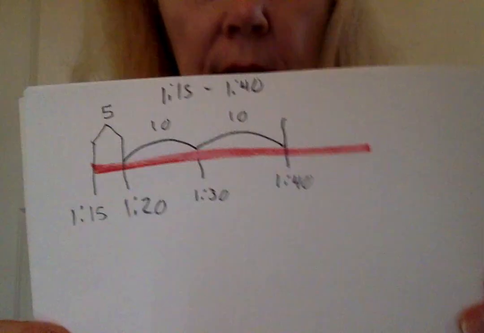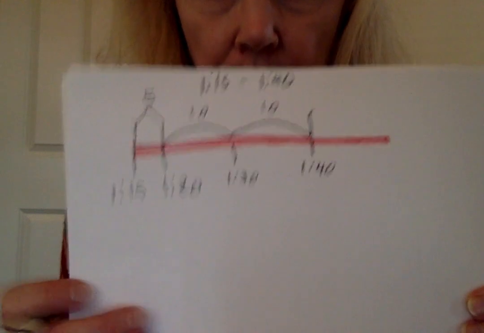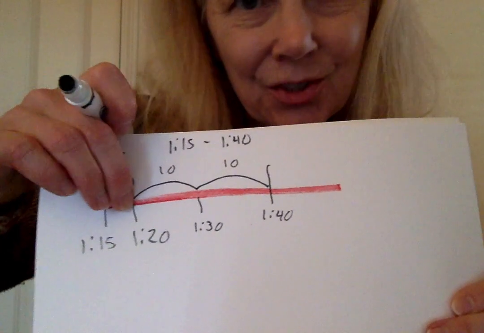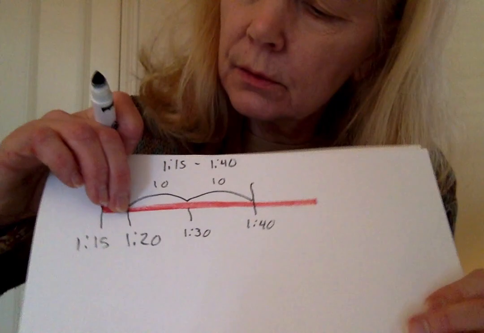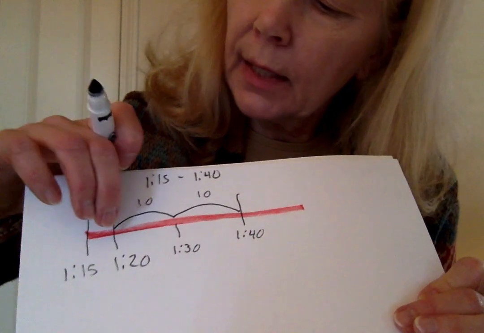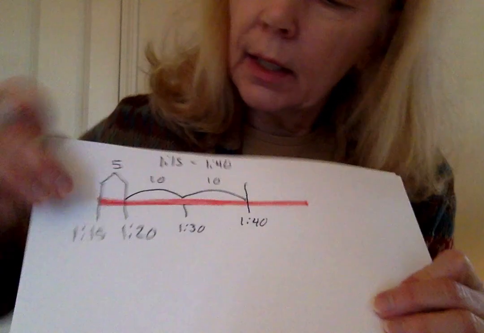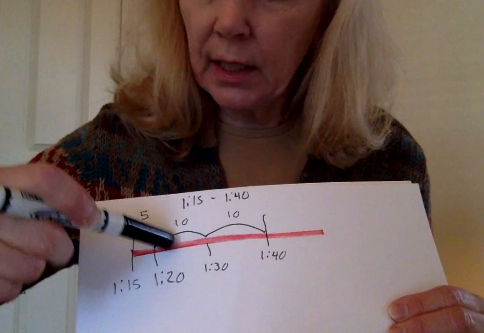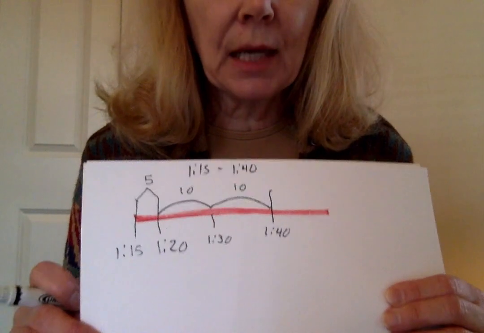So did you end up with something that looks like this? I count my first 5 minutes so that then I can just go ahead and count my tens. And then I count by tens. Now I have to go back and count. 10, 20, 25 minutes is my answer.